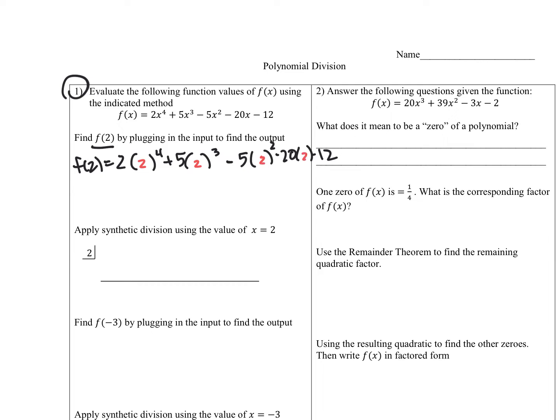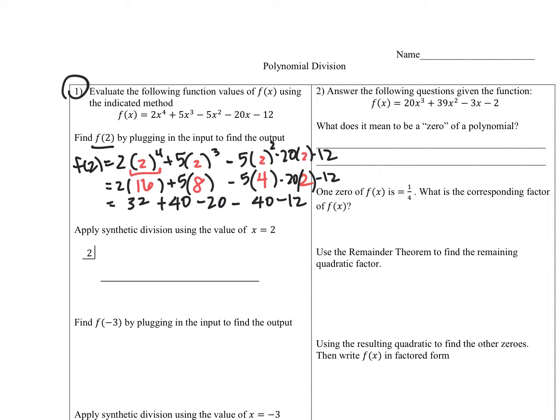And so remember order of operations, we want to deal with the exponent first. So 2 to the 4th power is 2 times 2 times 2 times 2, so we're going to get a 16. 2 to the 3rd is 8. 2 to the 2nd is 4. And then we have just our 2. So now I'm going to multiply all of those that I just got from the exponents. And this will equal 32 plus 40 minus 20 minus 40 minus 12, which if we put that all together, that will be a 0.